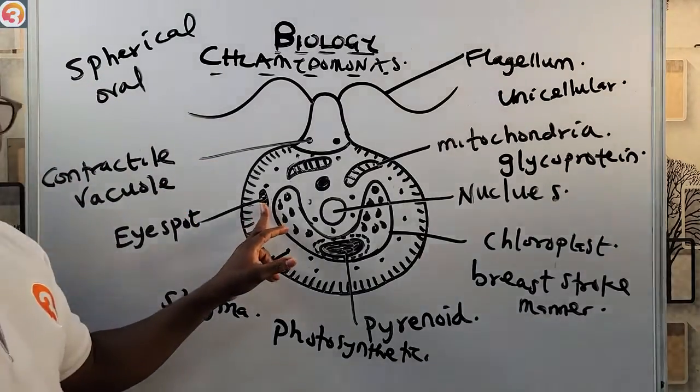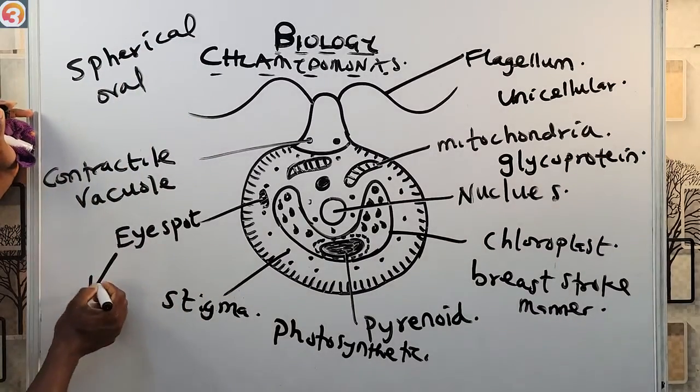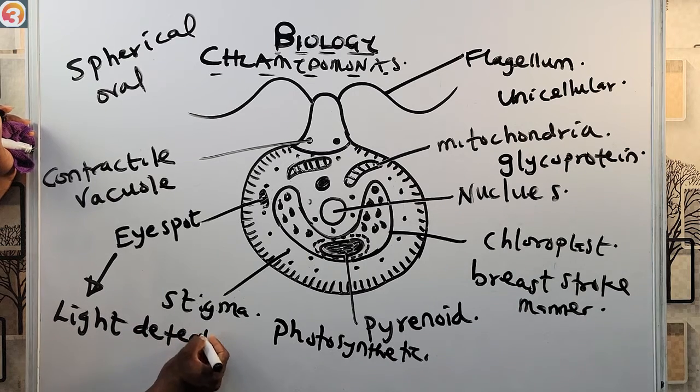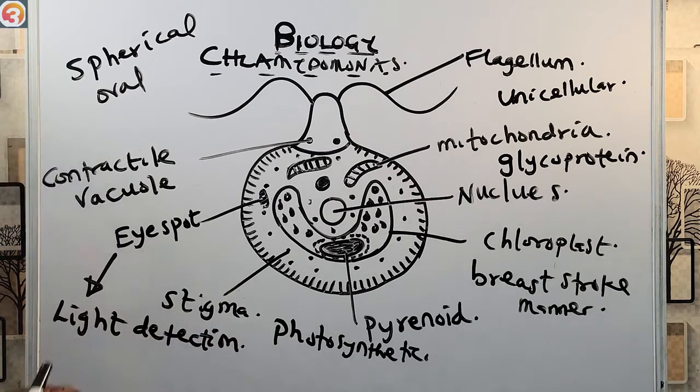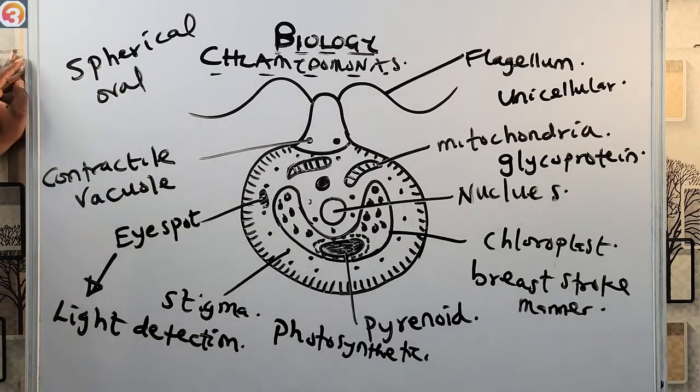This eye spot is what it uses for light detection. I'm trying as much as possible not to block the board so that I can see everything clearly. So this eye spot is used to detect light. Also, it exhibits an autotrophic mode of nutrition.